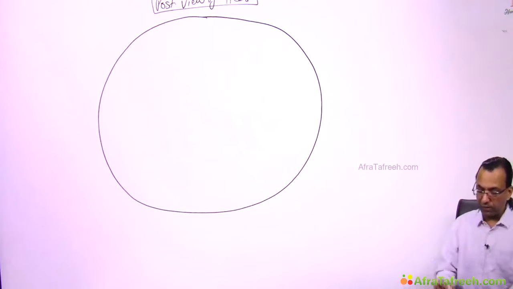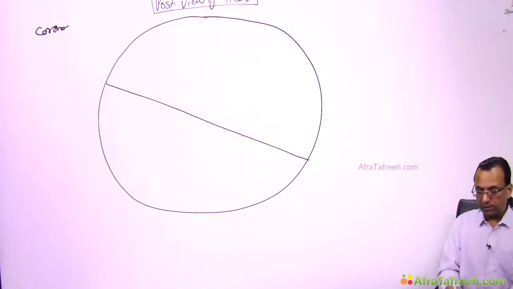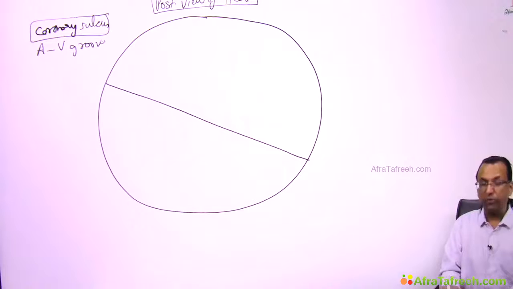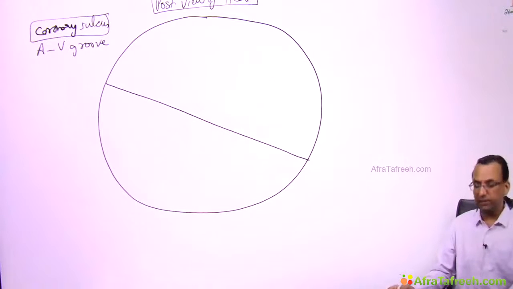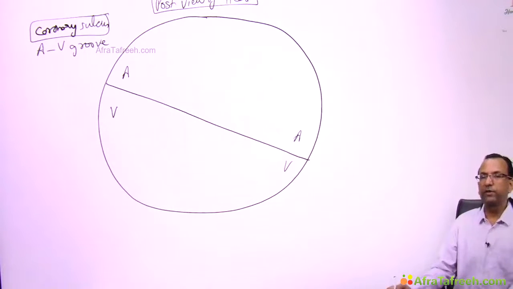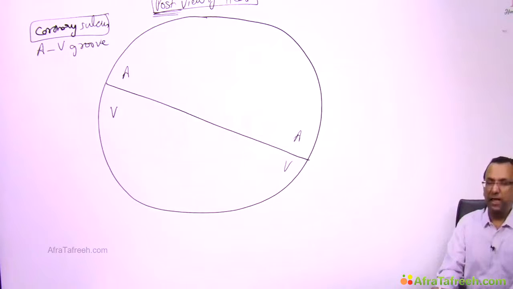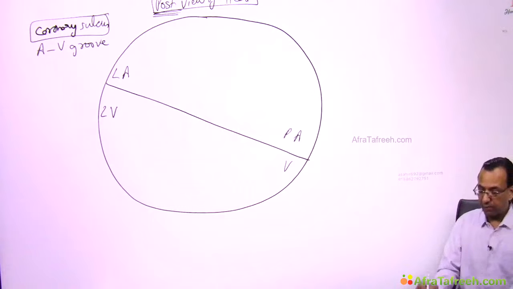First of all, you have to tell this is the coronary sulcus. What is the coronary sulcus? Coronary sulcus is the other name for the AV groove. AV groove, you mean the atrioventricular groove. Why would you say it is the AV groove? Because it is separating atria from ventricle. So, which atria, which ventricle? You are looking from the posterior view, isn't it? Yes. Then it must be left atrium, left ventricle, and right atrium, right ventricle.